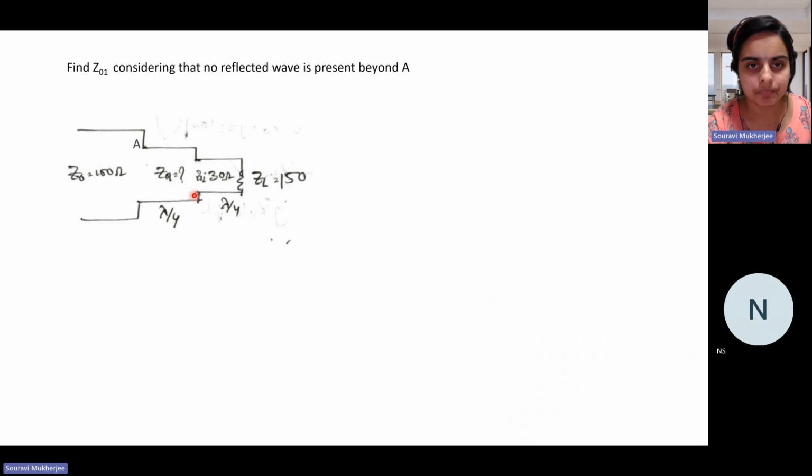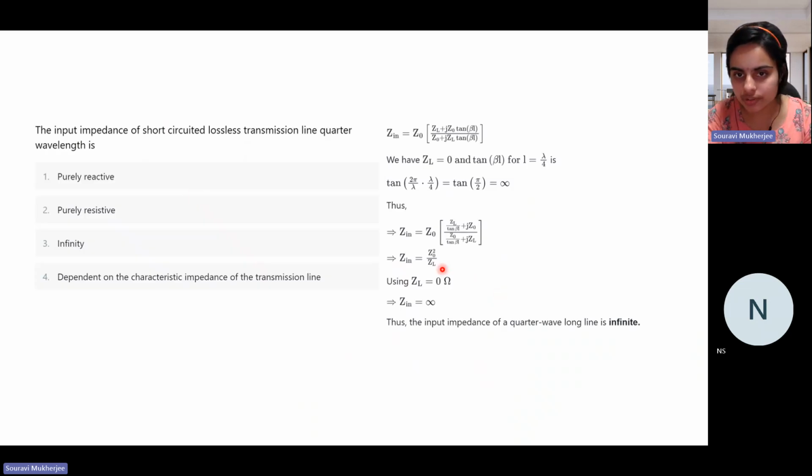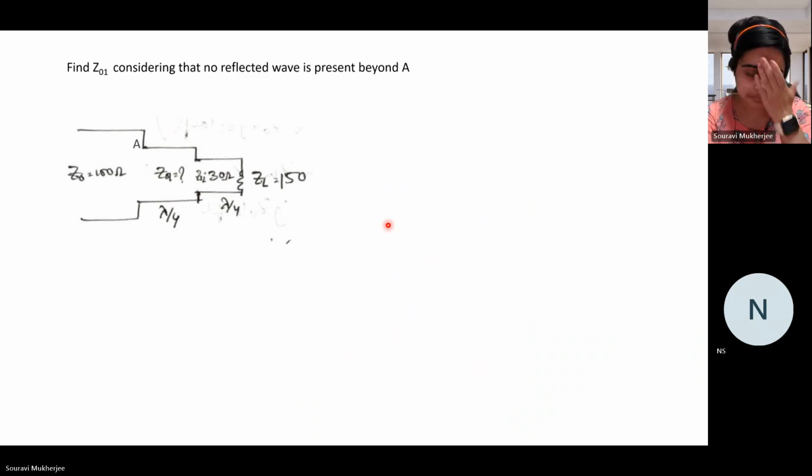Five. Okay. Why do you say it's 5? So one second. We need to use similar relations. Z naught is known, ZL is known, so let's see how much it comes out to be. 30 into 30 by 150, right? So it should be 6.